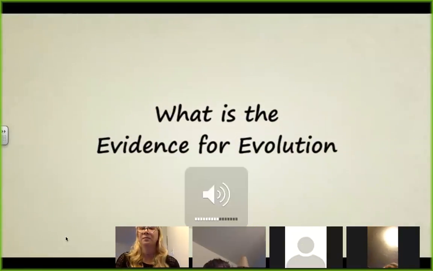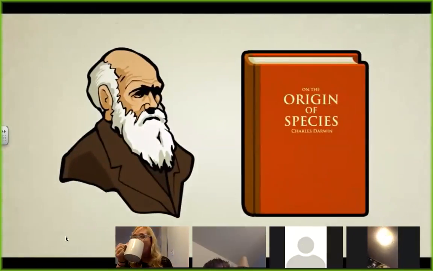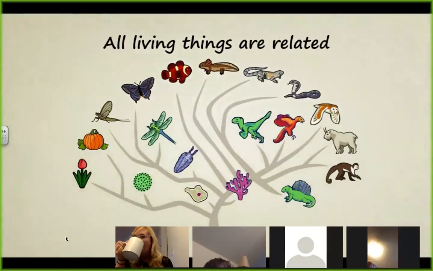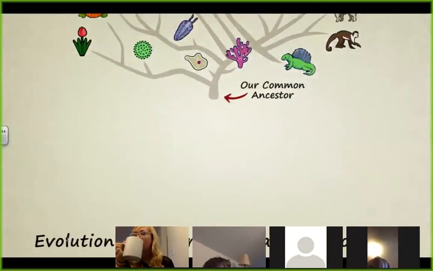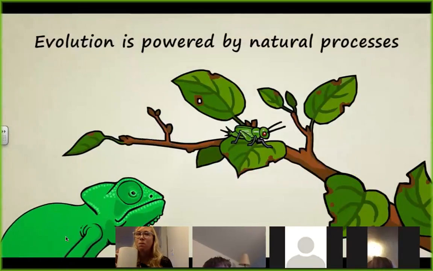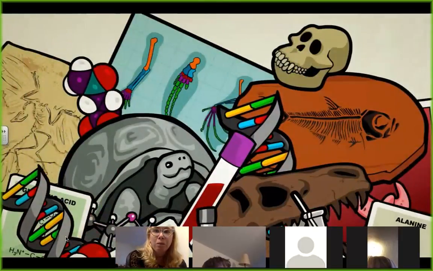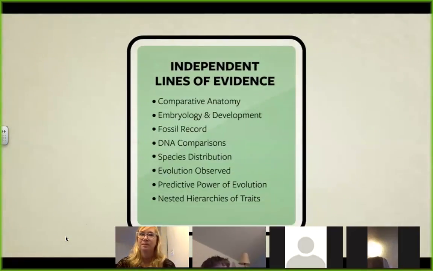What is the evidence for evolution? The theory of biological evolution makes two very bold claims about living creatures. First, all living things on Earth are related. They evolved from a common ancestor. Second, the evolution of living things is powered by natural processes, things which can be studied and understood. But is there really any evidence that these two claims are true? Yes. There are so many observable facts from so many different fields of study that the only way we can even begin to talk about them is to group them into categories or lines of evidence.